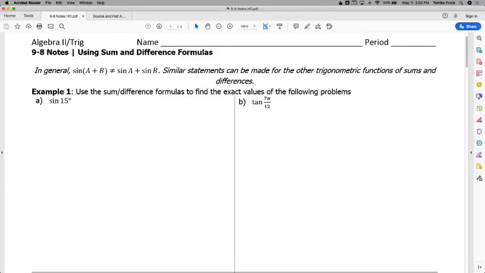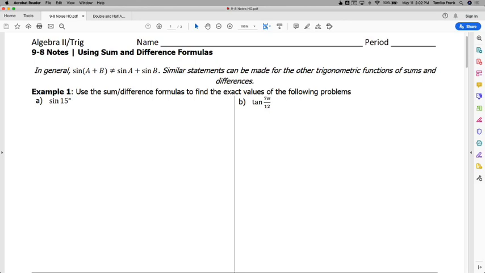Okay, so 9.8 is all about using those sum and difference formulas that are at the bottom of page 9 on the note packets. Those are the ones that I chanted for you. So we're looking at sine, cosine, cosine, sine, cosine, cosine, sine, sine, tan, tan, 1 tan. So hardest to remember, I think. The more we use them, the easier it'll be to remember them.